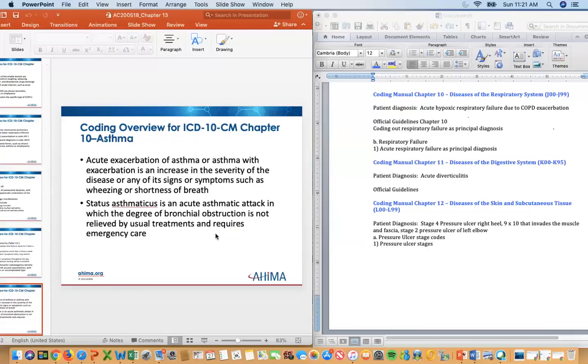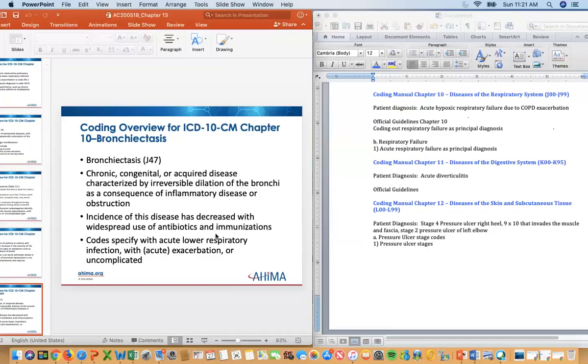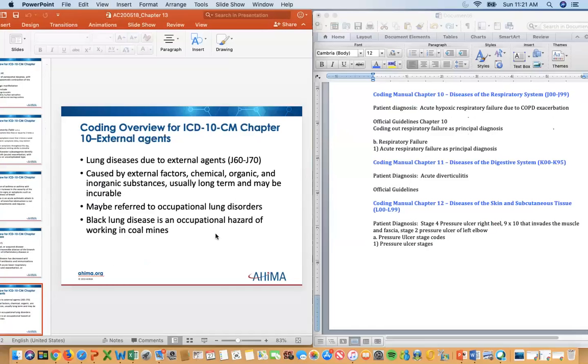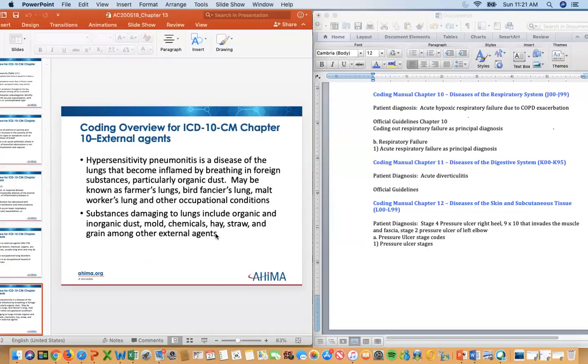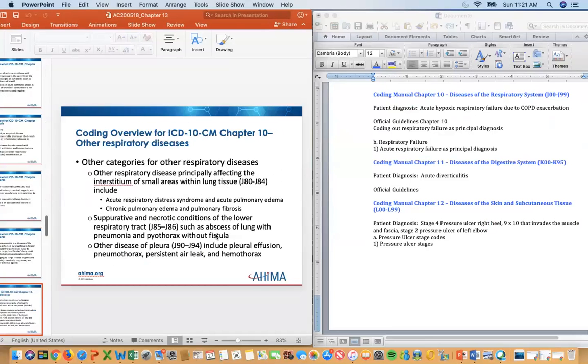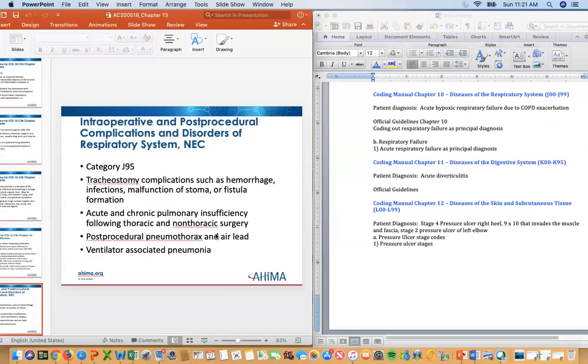Asthma with exacerbation is an increase in severity of the disease or symptoms. Status asthmaticus is an acute asthmatic attack and requires emergency care. So bronchiectasis, black lung, hypersensitivity pneumonitis. And then we get into the other categories for other respiratory diseases. And you'll notice a lot of those are towards the end of the chapter.